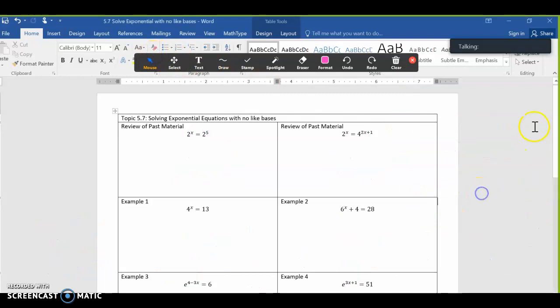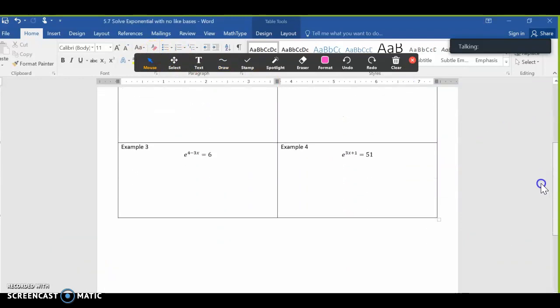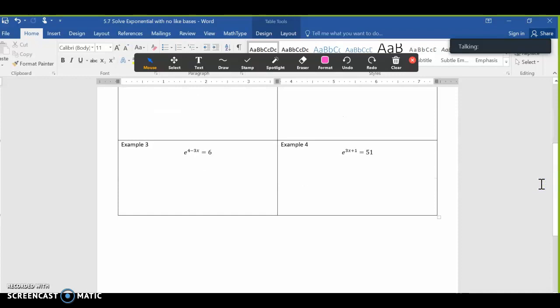So now we're going to look at what to do if there is an e. We do it a similar way. If there's an e, one base is e, one base is 6. There's no way I can make those the same bases. So I'm going to take the natural log of both sides, because e and natural log are inverses of each other. And the reason why I'm using the natural log is because this problem involves an e.